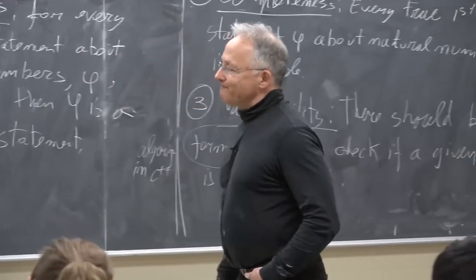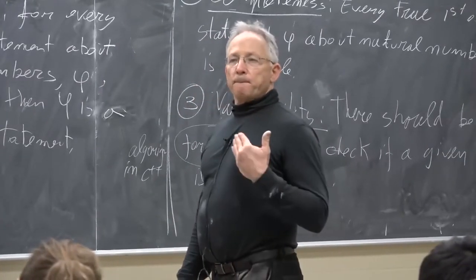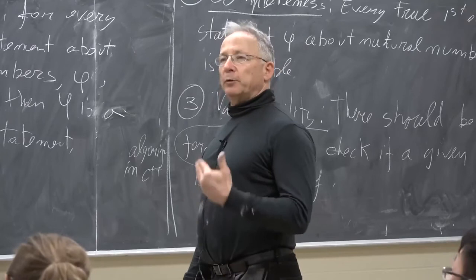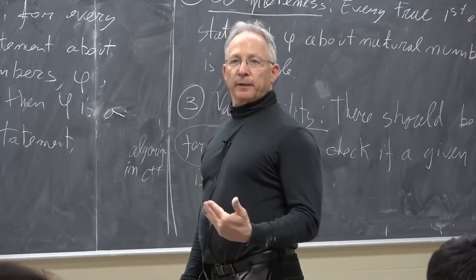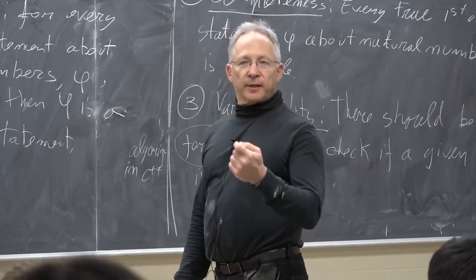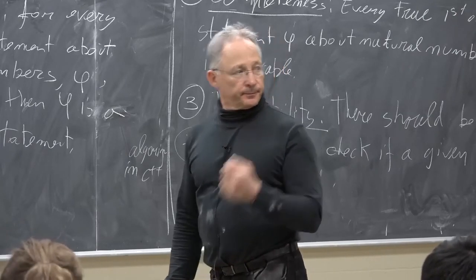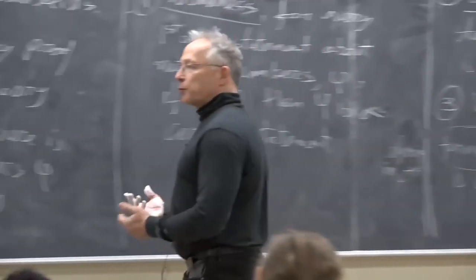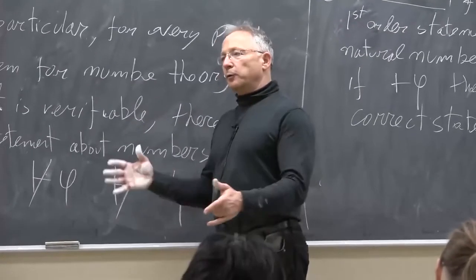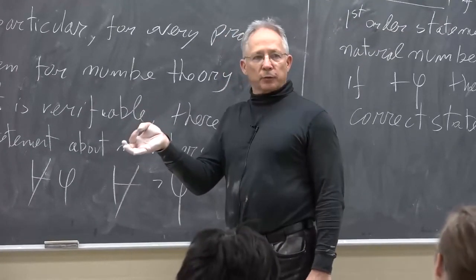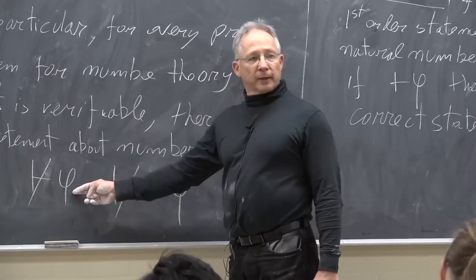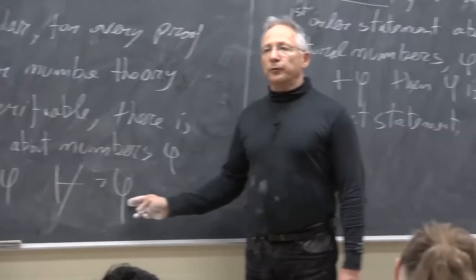Because, you see, if we are sound and not complete, then we have a statement phi which is true, but I cannot prove it. Right? Everything that I can prove is true, but it's not complete. So there's something which is true and I cannot prove. So this is my phi that I cannot prove. Why can't I prove not phi?